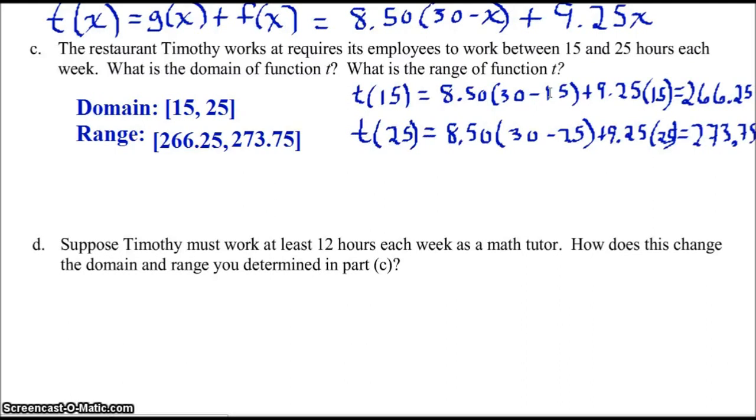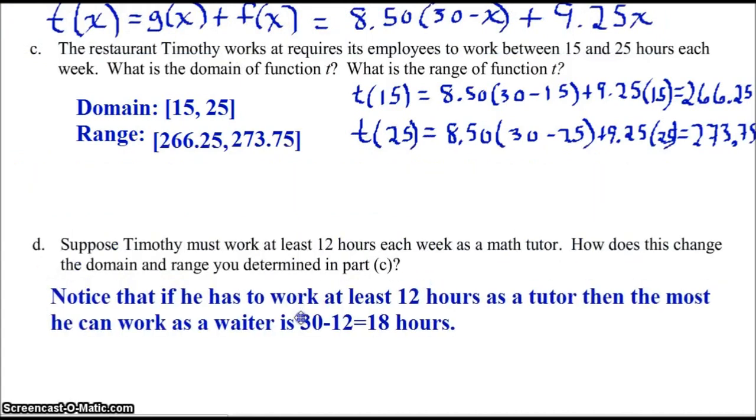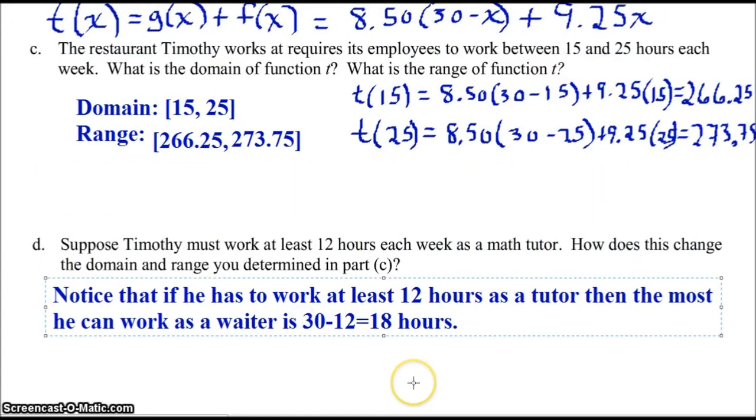So that's that. Part D. Suppose Timothy must work at least 12 hours each week as a tutor. How does this change the domain and range you determined in part C? Notice that if he has to work at least 12 hours a week as a math tutor, then he can work at most 30 minus 12, or 18 hours as a waiter. So that's going to change this upper part of our domain here. He can't work 25 hours. The most he can work as a waiter is 18 hours.